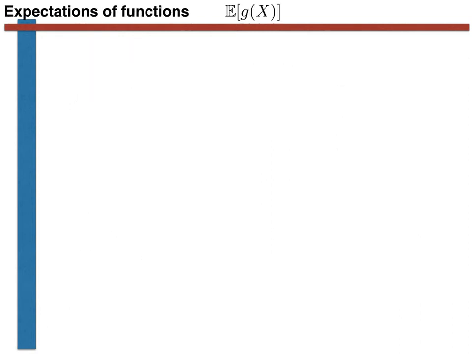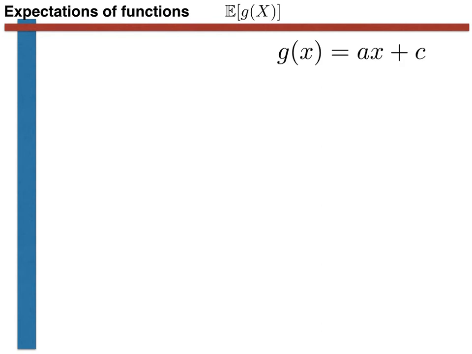Hopefully you found the last slide relatively straightforward. On this slide, we're now going to add one further complication, but it will not be made much more difficult. Rather than calculating the expectation of the random variable, we're going to calculate the expectation of a function of the random variable. For this first example, we're going to use the linear function g of x equals ax plus c.